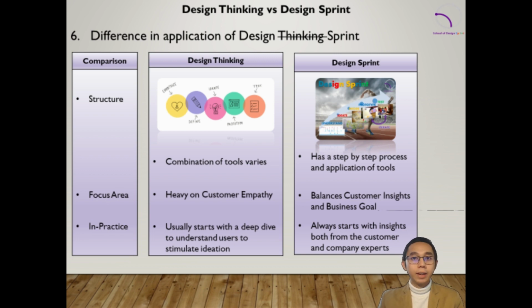On the other hand, design sprint mainly aims to rapidly prototype and test a solution to a specific problem. It involves 5 phases as well: understand, sketch, decide, prototype, and test. Notice the similarity there? I'll discuss it later. The difference is that design thinking, again, is more flexible and encourages experimentation. This is why the combination of tools typically varies from one design thinking practitioner to the other.